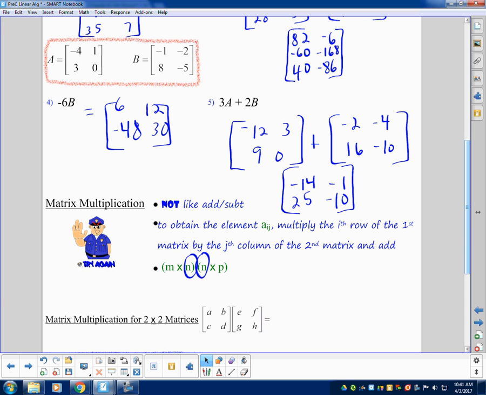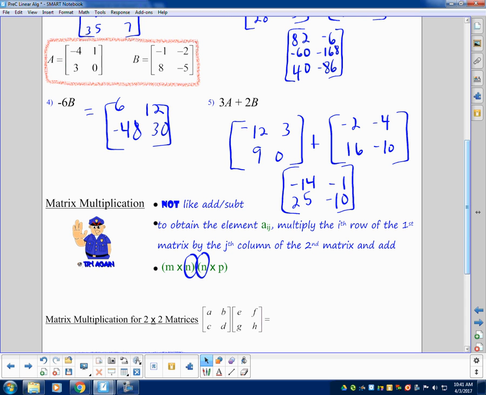Order does matter, and that's because the formula for it is a little more complicated. I'll show you what it is. It's not hard, but there's a process for multiplying matrices. I'll show you what it looks like in a theoretical sense here with 2 by 2 matrices, and then of course you could apply this to any size matrix.